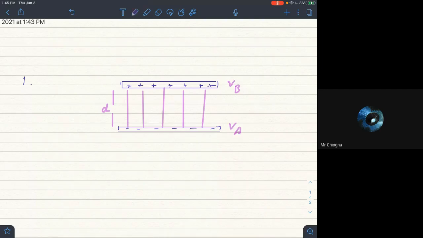So number one, direction of field. Number two, what is the equation for electric field? I mean, we'll add a lot more to this, but let's start with that. See if you can get it.